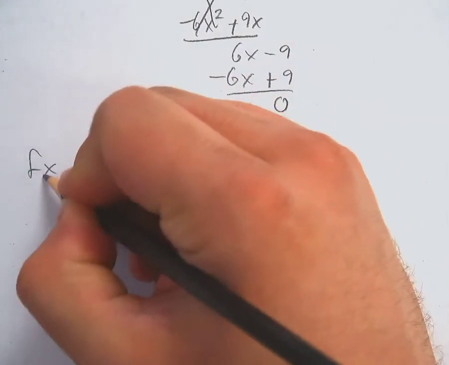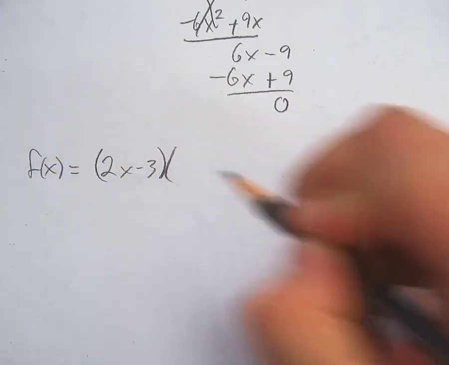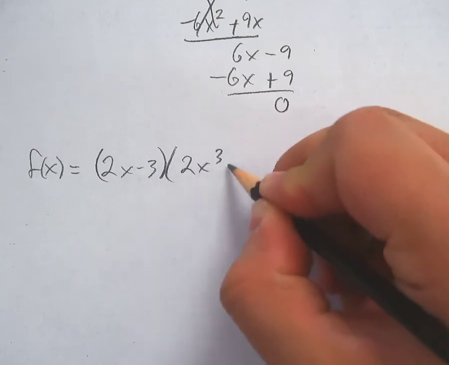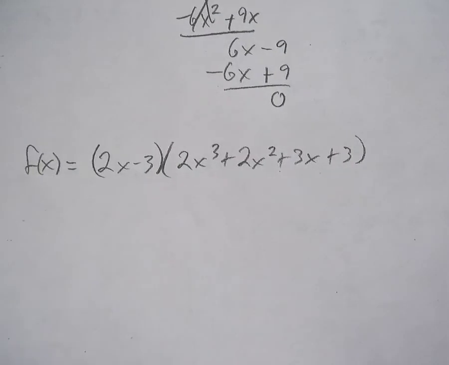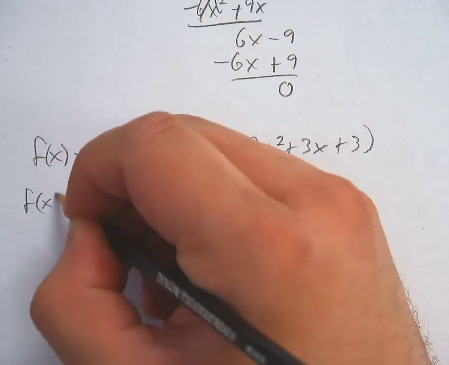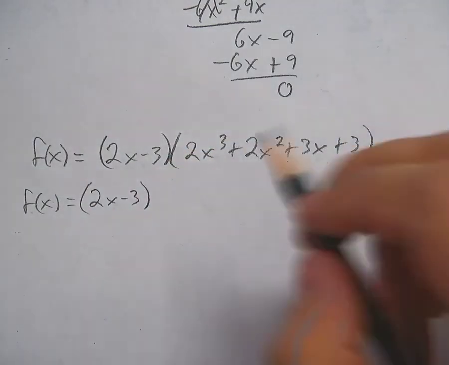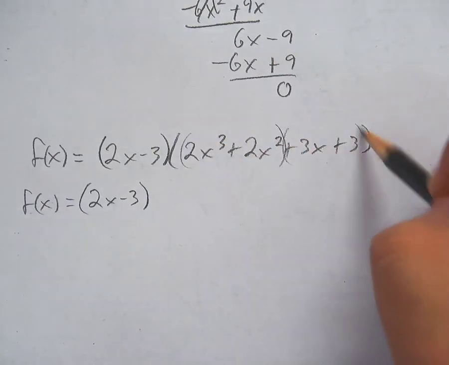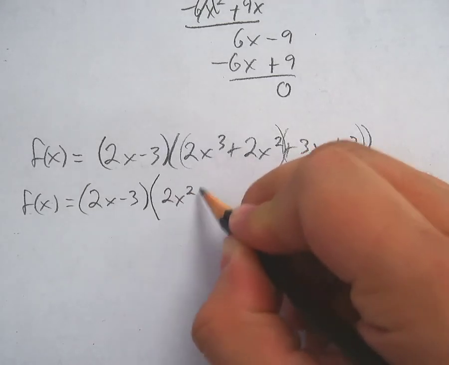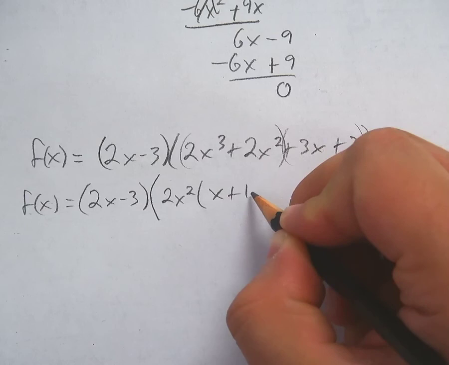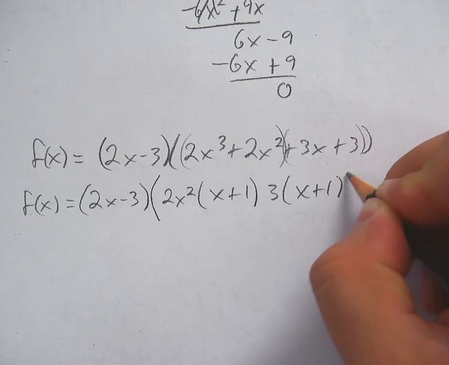F of x, I'm going to come down here and rewrite this. F of x is the outside, 2x minus 3, times your new answer, 2x cubed plus 2x squared plus 3x plus 3. And I'm going to have to factor that, so 2x minus 3 is already factored as much as it's going to get. So I'm going to group these. I've got 4 terms, so I'm going to factor by grouping. Let's pull out a 2x squared out of this one. That'll leave me with x plus 1. And a 3 out of this one leaves me with x plus 1.